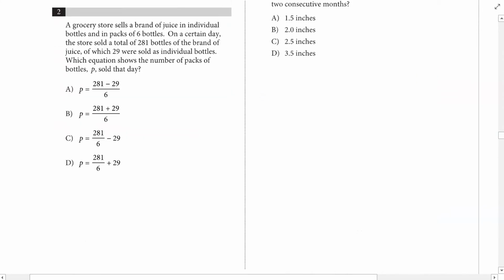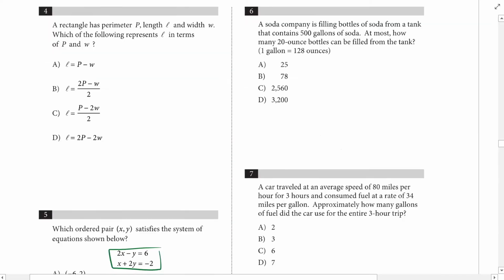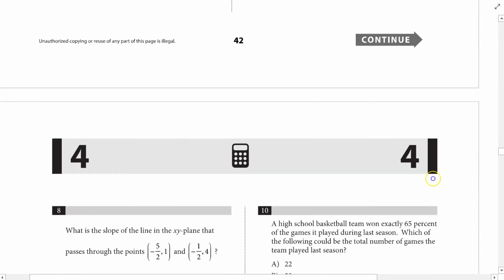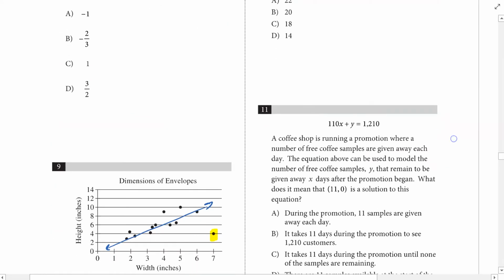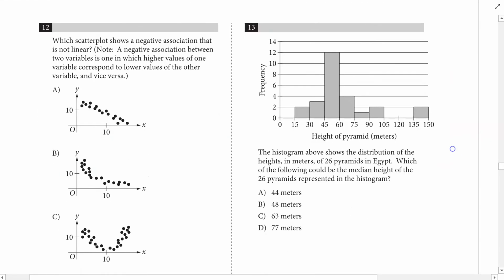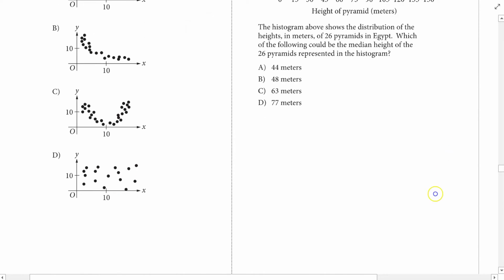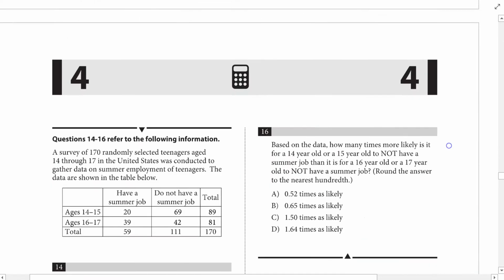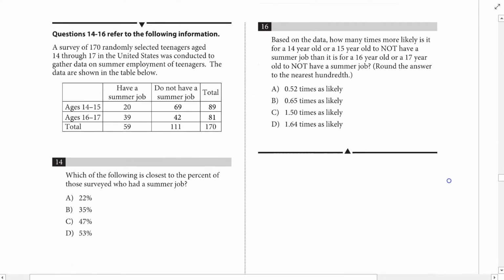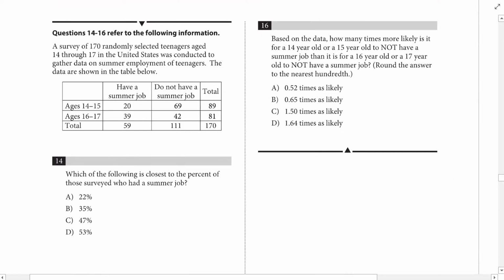There's a linear modeling question right there. There's a proportion question right there. Lots of this stuff is based on your Algebra 1 and your Algebra 2 classes. So there's another bar chart. There's another scatter plot talking about a negative association that's nonlinear. And so a lot of this material you will have gone through in your algebra classes and perhaps in your geometry class.